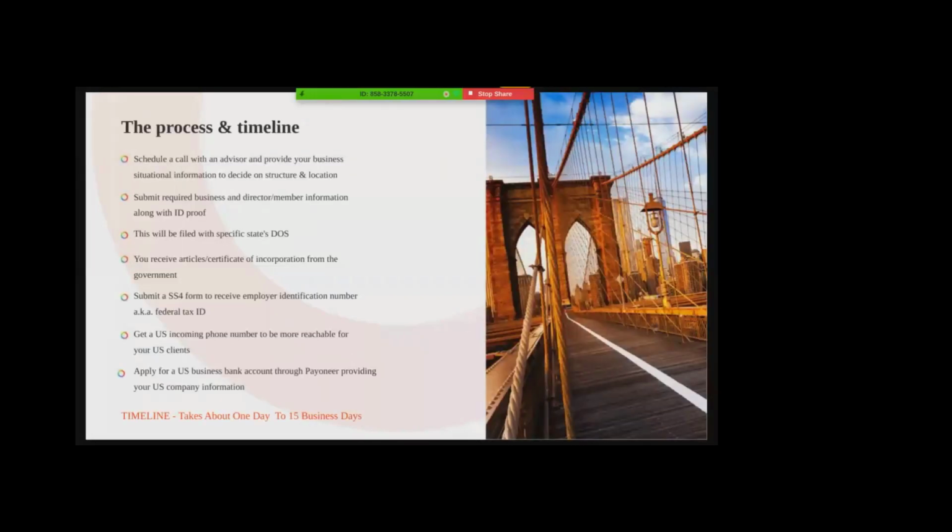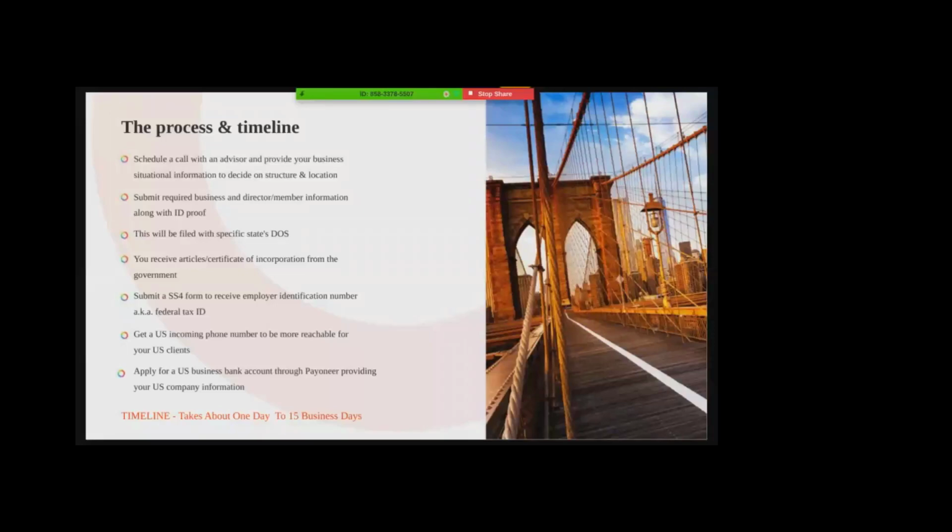So what is the process and what would be the timeline to incorporate your company in the US? Generally, what I would suggest is, instead of going to an online incorporation company, you should gather your thoughts, have a call with an advisor, discuss your situation with him, and then decide on the structure and location, because it needs a lot of input from your side. It's something that a person can only decide if he listens to you. A computer can't decide based on the situation and information that you give it.